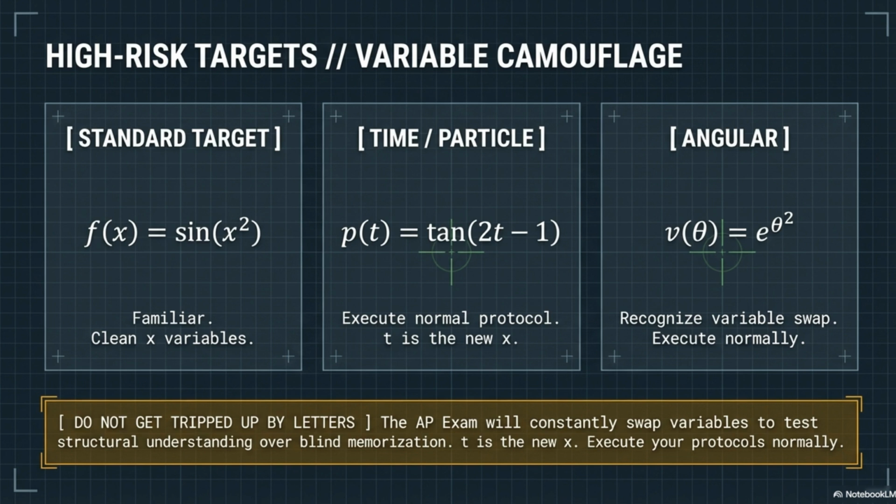Expect high-risk targets using variable camouflage. Do not get tripped up by letters. While a standard target uses clean x variables, you will see time or particle equations using t, or angular equations using theta. The AP exam will constantly swap variables to test structural understanding over blind memorization. Just recognize the variable swap, treat t or theta as the new x, and execute your normal protocols.